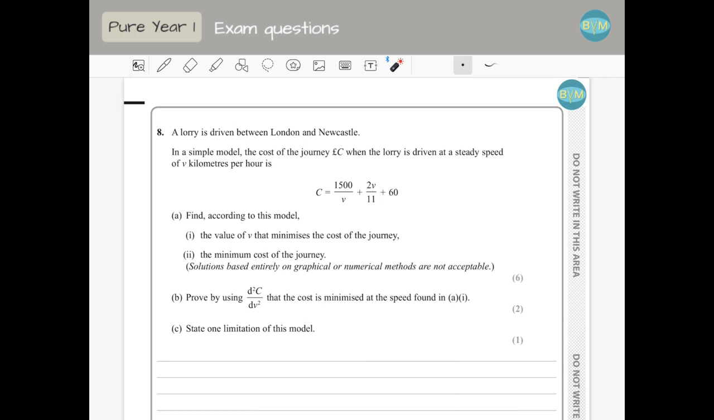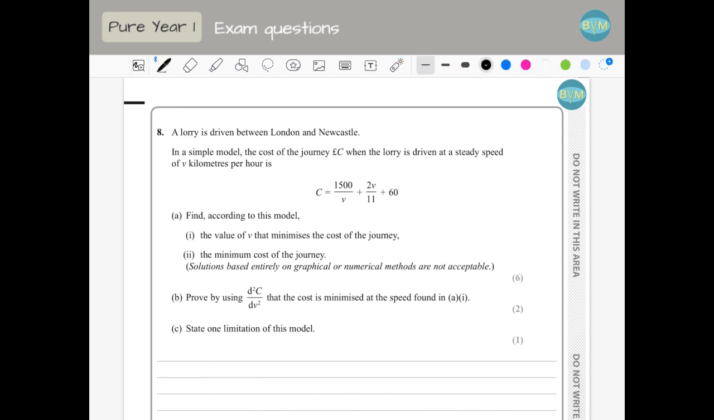Hello, this is question 8 on your June 2018 paper from Edexcel, the AS paper. You have a lorry driven between London and Newcastle. In a simple model, the cost of the journey in pounds, when the lorry is driven at a steady speed of v kilometers per hour, is this expression here. Find, according to the model, the value of v that minimizes the cost of the journey.